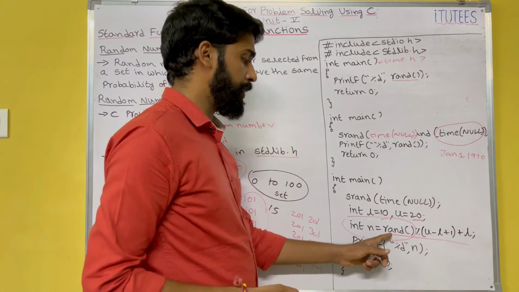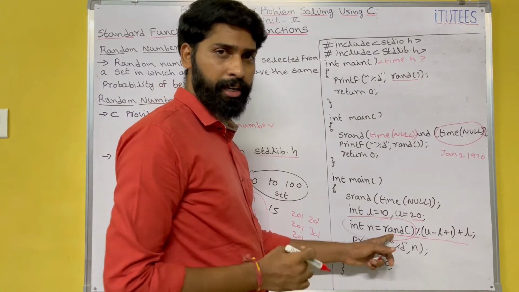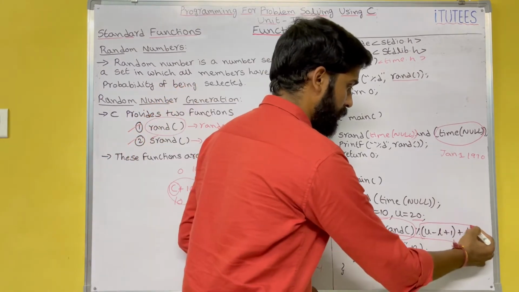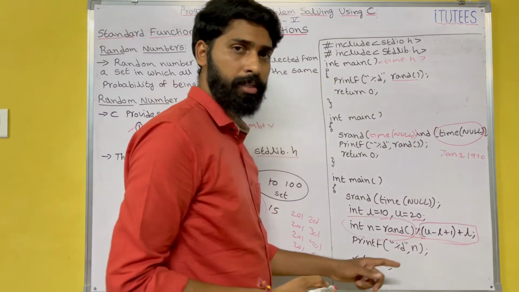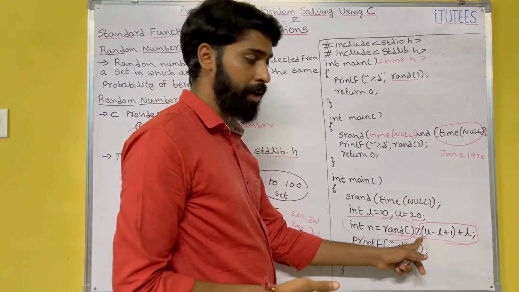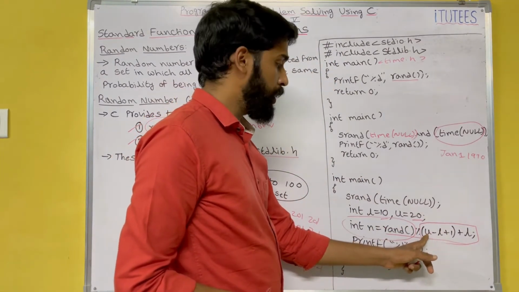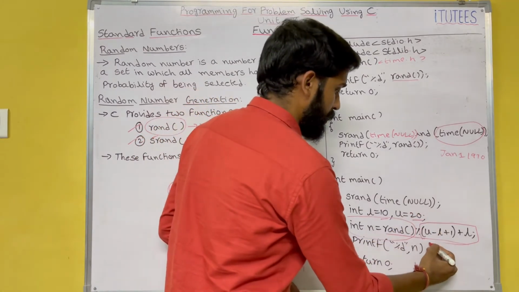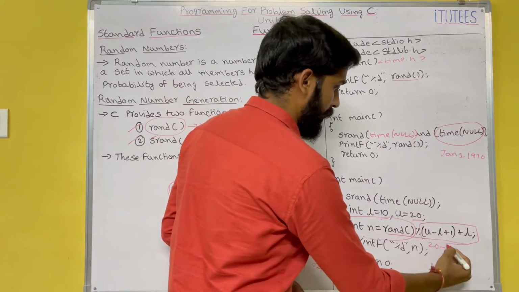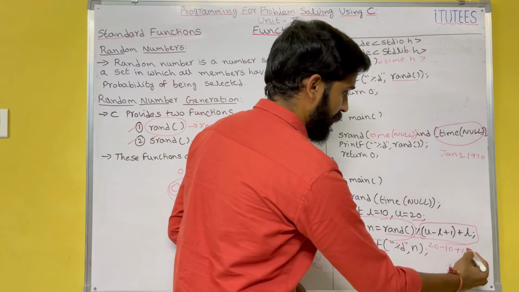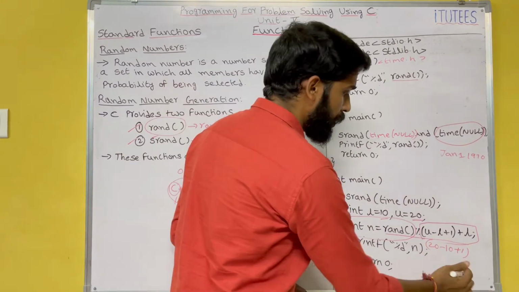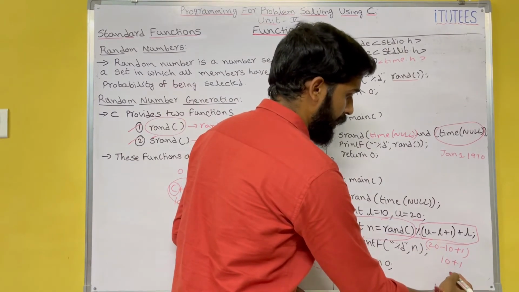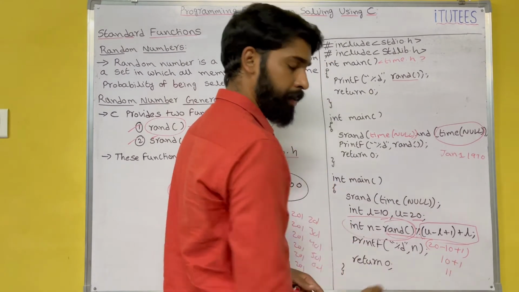Int n equals to rand. So randomly it generates a number. Now we are going to use this formula. So percentage, you are going to find the remainder and you can apply u minus l plus 1 here. So 20 minus 10 plus 1, that is 11.